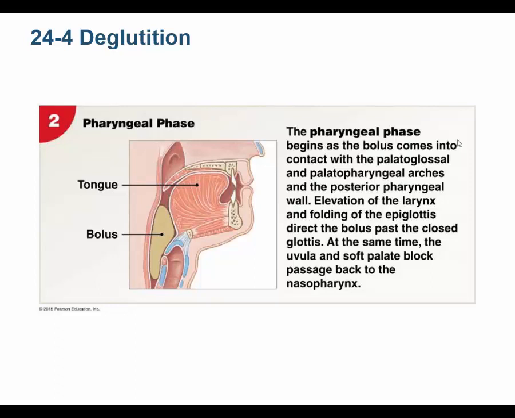You can't get it back because now the reflexes take over, and the pharyngeal constrictor muscles push this bolus of food into your esophagus. So this is the pharyngeal phase. Then this is when the soft palate is completely occluding the nasal cavity, and the epiglottis is completely occluding the, I'm sorry, the larynx, the trachea.